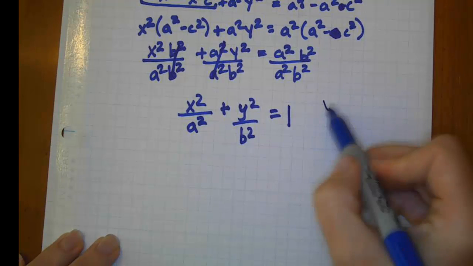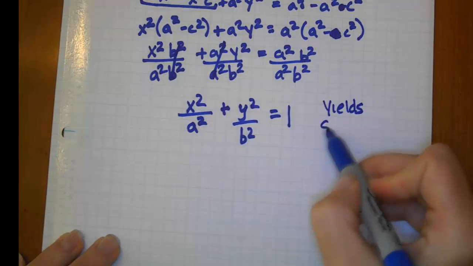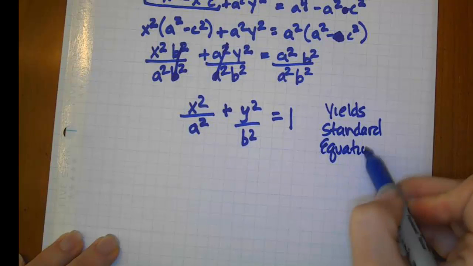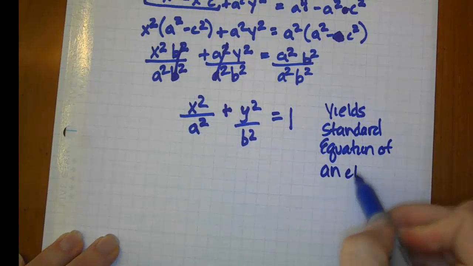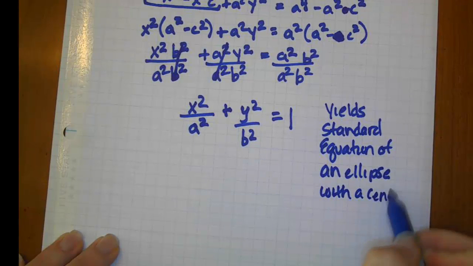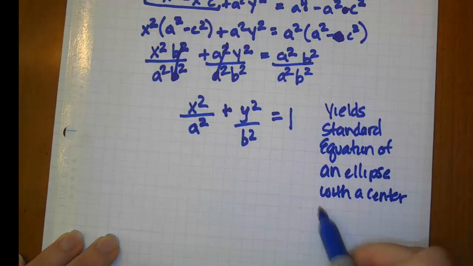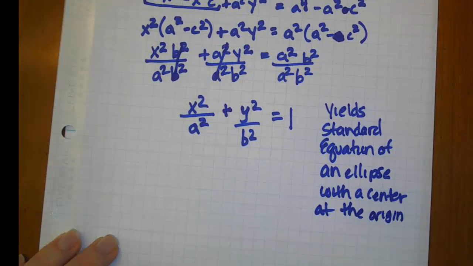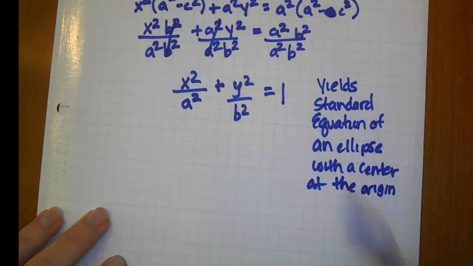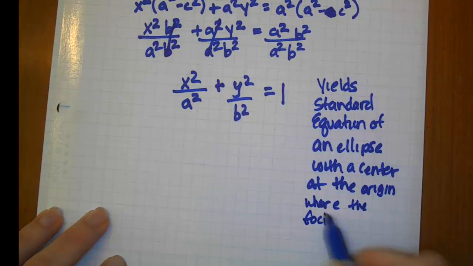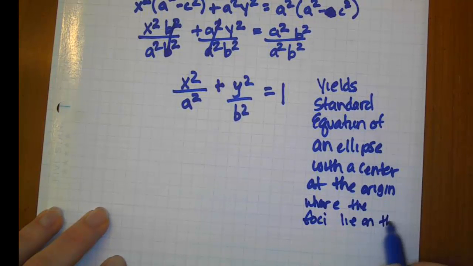So what this does is this yields the standard equation of an ellipse with a center at the origin. And here's what's important. Where the foci lie on the major axis.